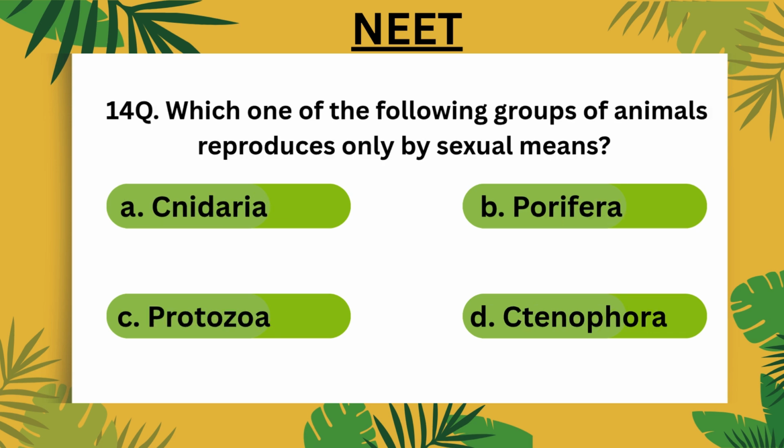Fourteenth question. Which one of the following groups of animals reproduces only by sexual means? A. Cnidaria. B. Porifera. C. Protozoa. D. Ctenophora.